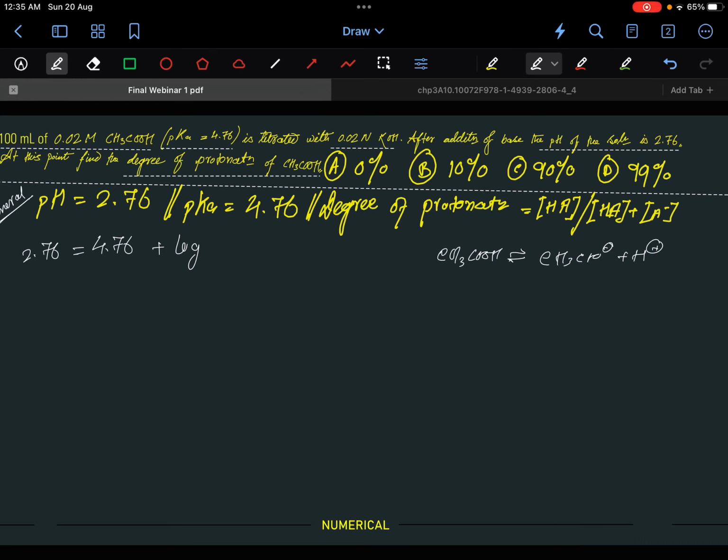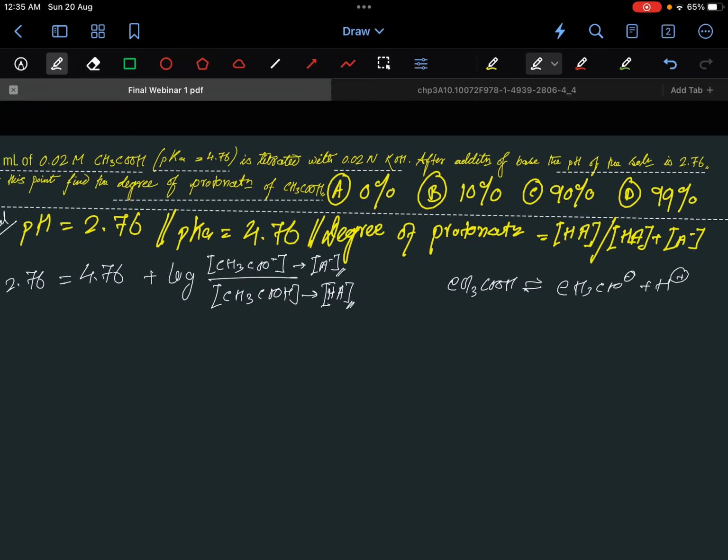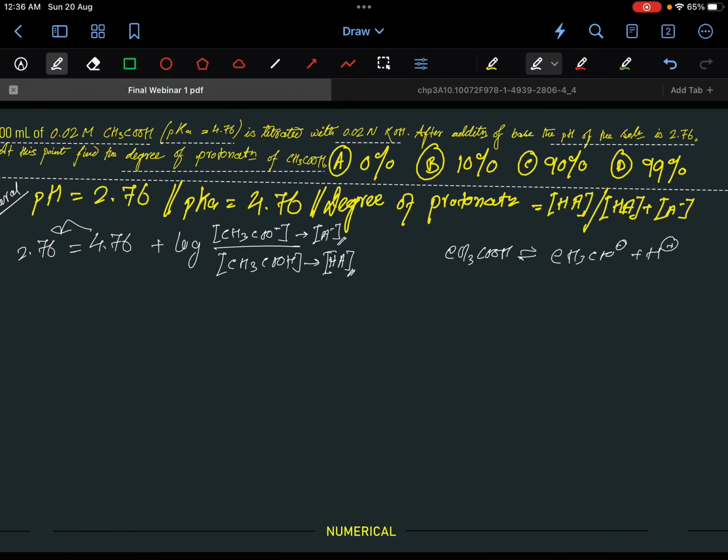So the log of the concentration of CH3COO minus divided by the concentration of CH3COOH, and this part is our A minus, right? This is the concentration of A minus, and this is the HA, the weak acid. Conjugate base by weak acid. So if we subtract this one, it becomes minus 2 is equal to log of A minus divided by HA.